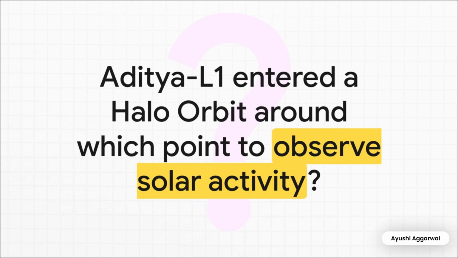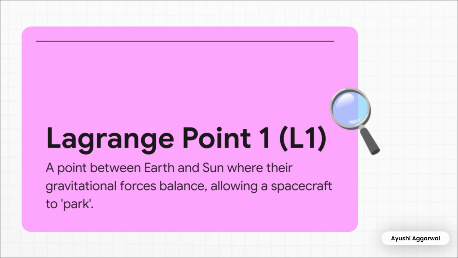Now let's talk current affairs with something from India's amazing space program. We all heard about the Aditya L1 mission, which successfully entered a halo orbit to keep an eye on the Sun. The question is, around what specific point in space did it do that? And the answer is Lagrange point 1, or L1 for short.